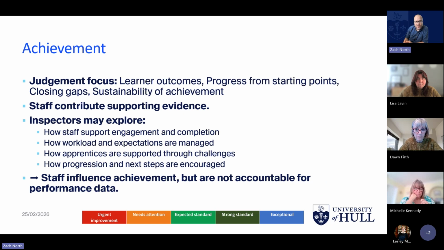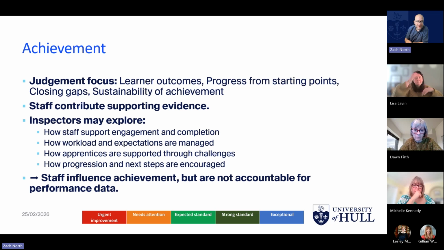And the next one is achievement. So thinking about the learner outcomes, progress from starting points, closing any awarding gaps that we have, and the sustainability of achievement. So how is our provision geared to make consistent high achievement sustainable? They're going to want to explore how you support and engage the engagement, attendance and completion, and the standards around that and how we monitor that.